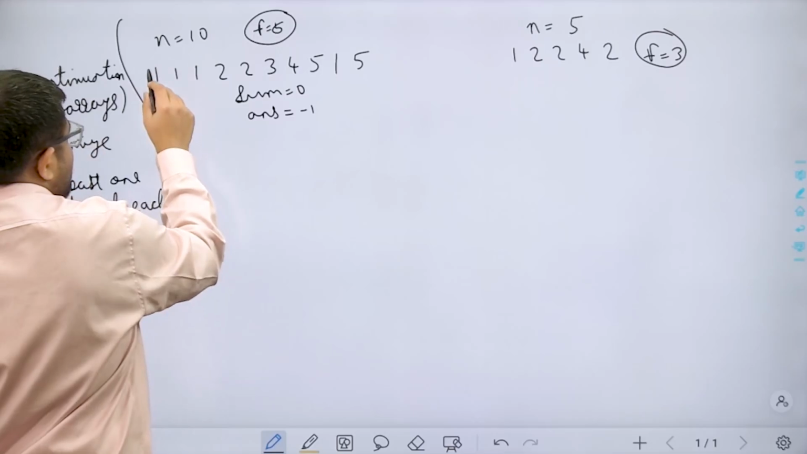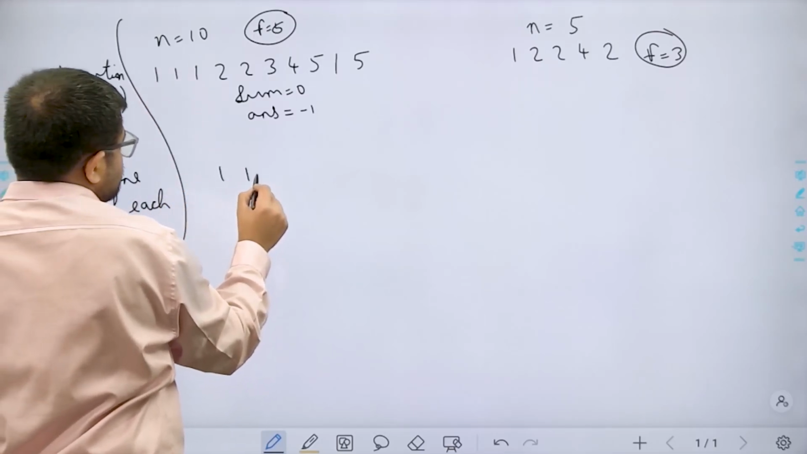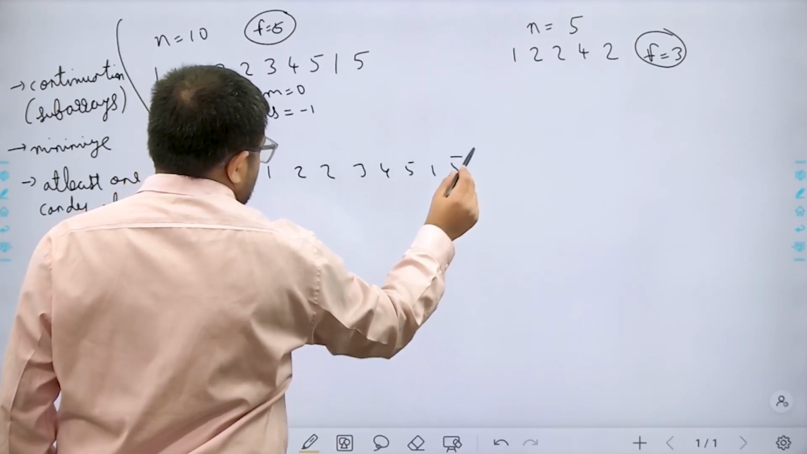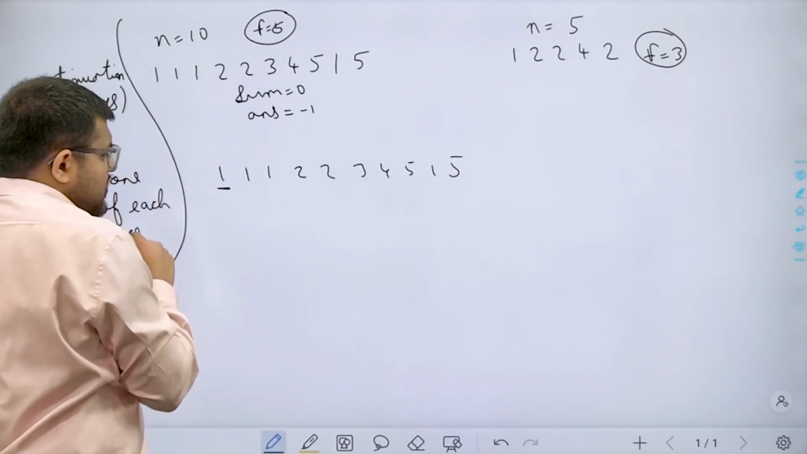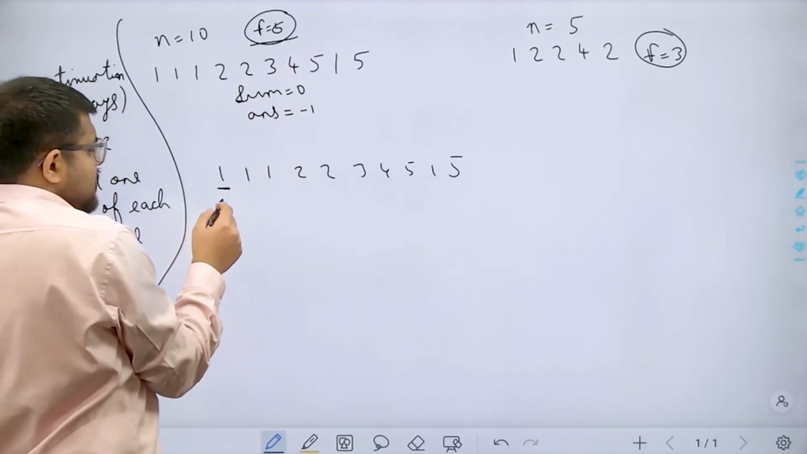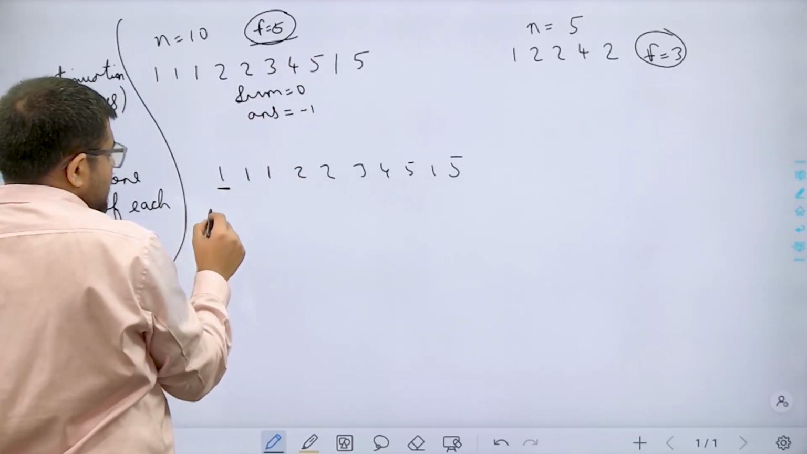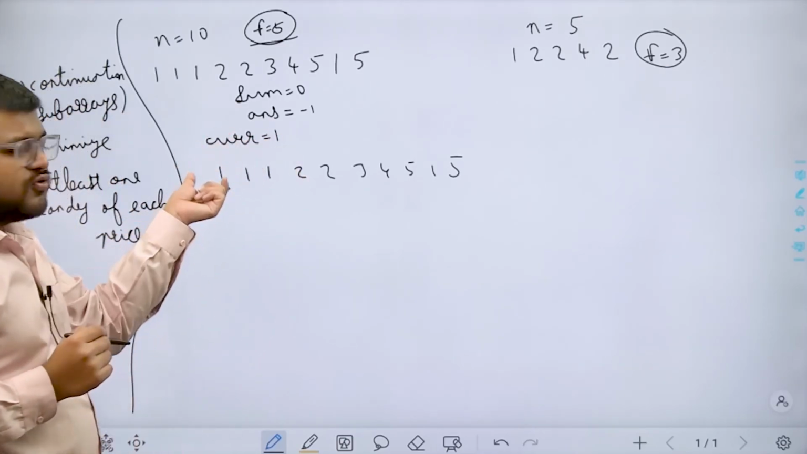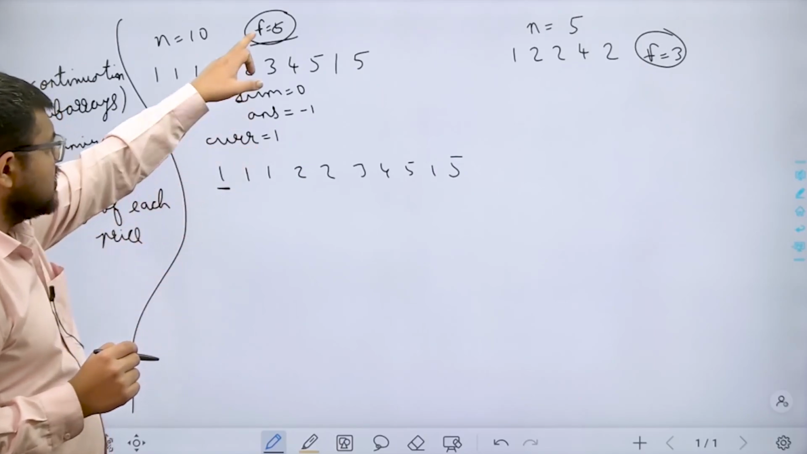First of all, my L and R will both be here. So this is 1, 1, 1, 2, 2, 3, 4, 5, 1, 5. My L and R both are here and my F value is 5. Now when L and R both are here, my current frequency is what? Let me take it in the current variable. It is equal to 1. I have only one unique candy whose price is 1. It is not equal to this.